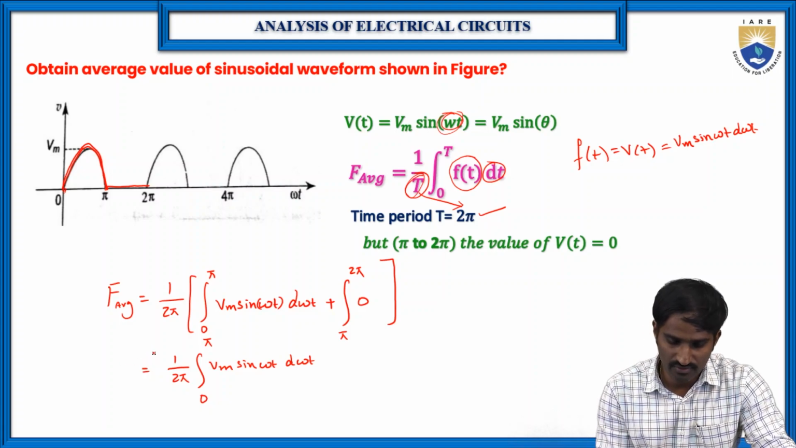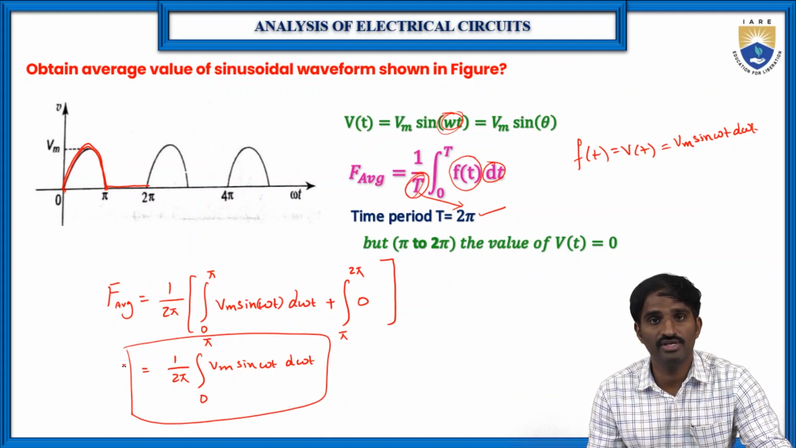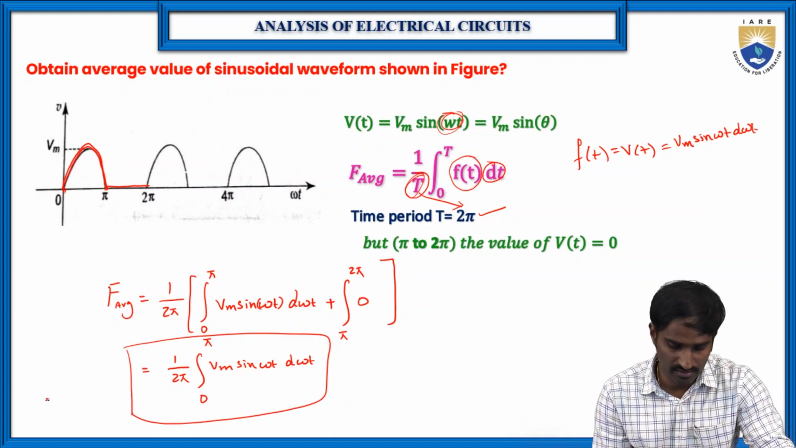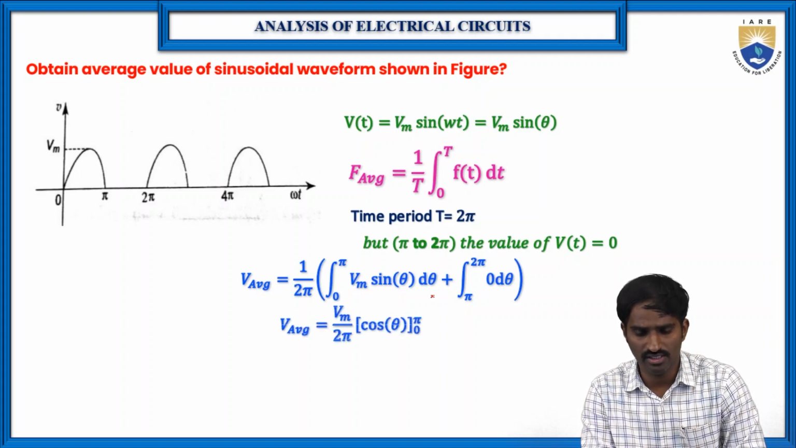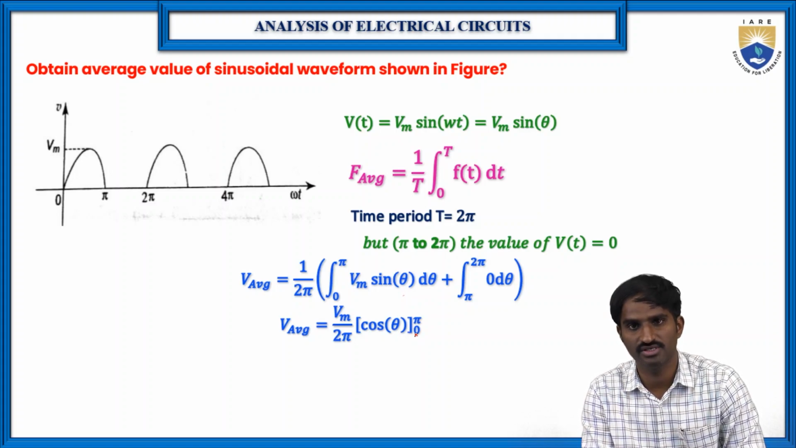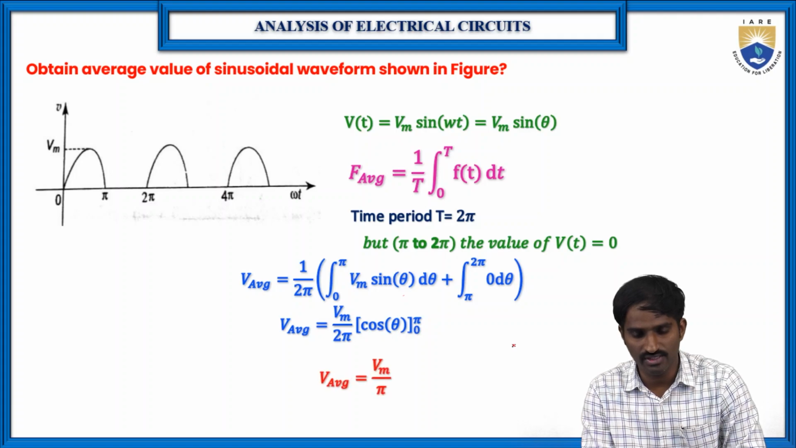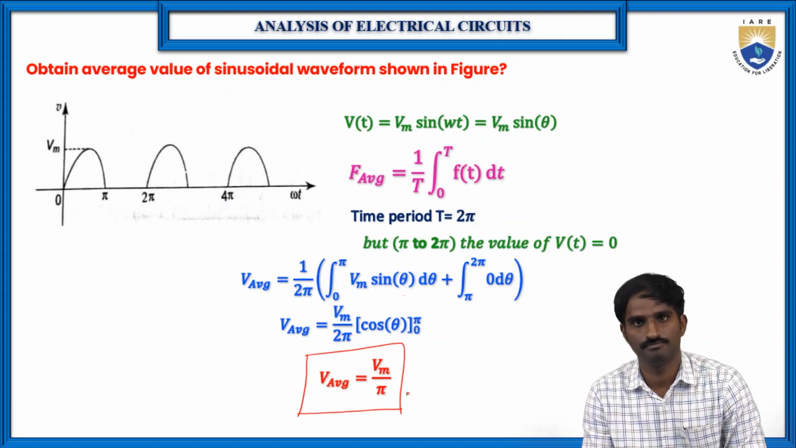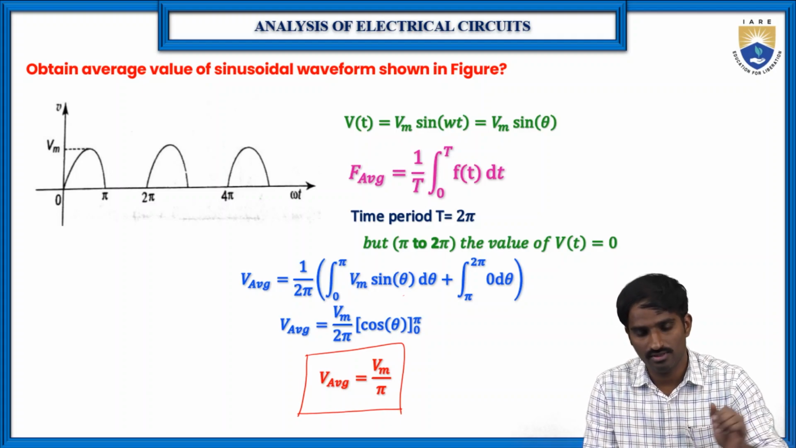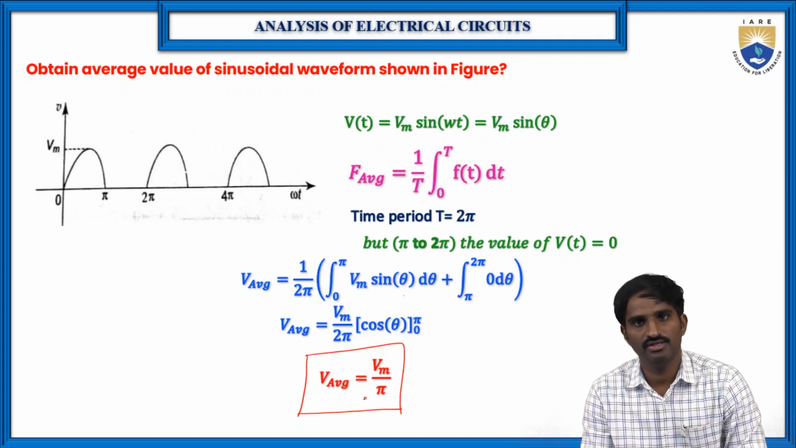If you simplify this equation, then we can find the average value of the given waveform. The integral of sine omega t gives minus cos omega t, with the limits of 0 to pi, and if you substitute these values, you will get V average is equal to Vm by pi. So this is how we can find the V average.